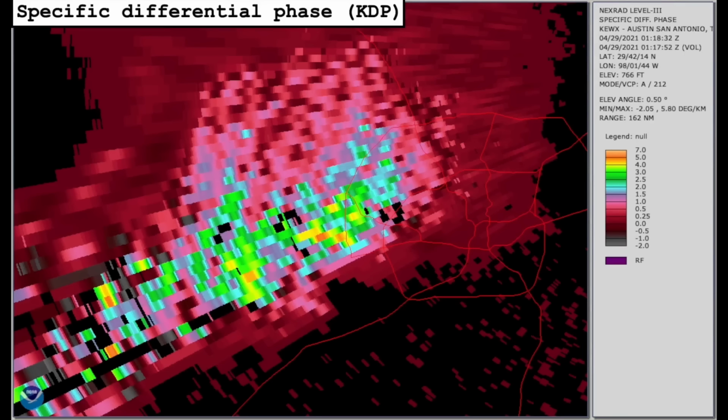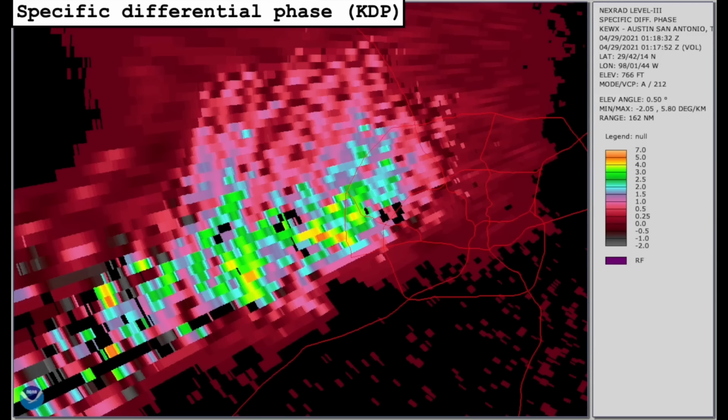The final dual polarization product we'll discuss is specific differential phase, or KDP. KDP is derived from a similar product called differential phase shift, or FDP. In essence, FDP is a measure of attenuation in the horizontal and vertical planes. It can be a bit cumbersome to analyze, so KDP is much more commonly used instead. KDP shows the gradient of FDP.